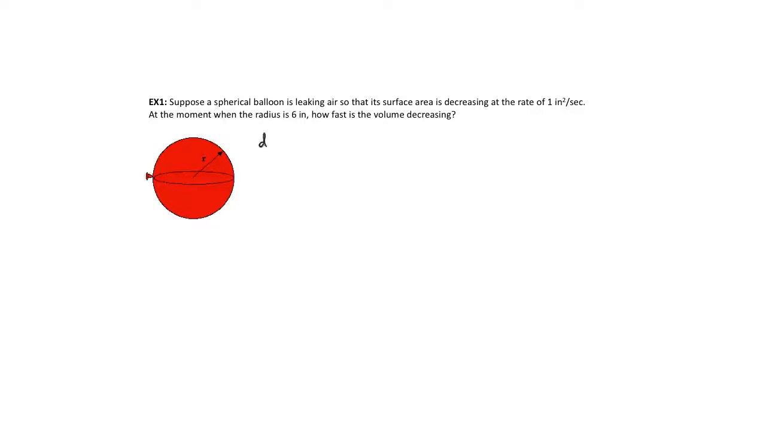We know that dA by dt, the rate of change of the area with respect to time, here by area I really mean surface area, is equal to -1 inches squared per second. And I put the -1 because we are losing air. The air is leaking out of this balloon, so that will be represented with that negative. And what we need to do is to find the volume rate, dV by dt, exactly when the radius is equal to 6 inches. So I have area and I have volume going on.